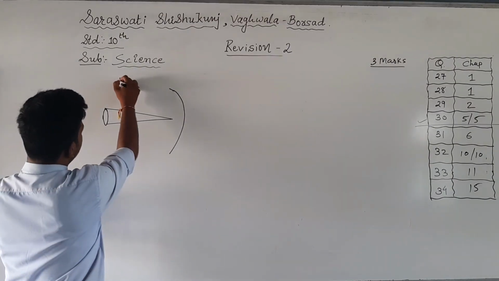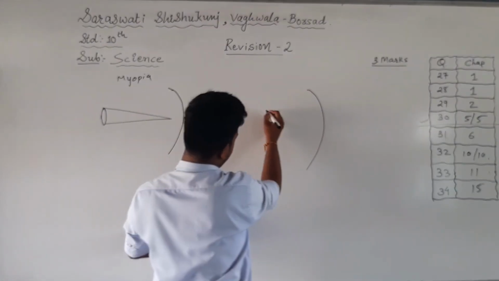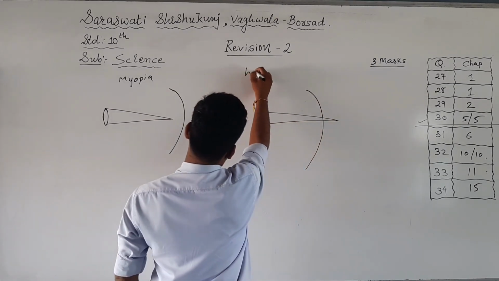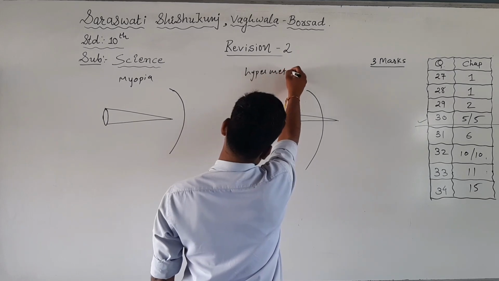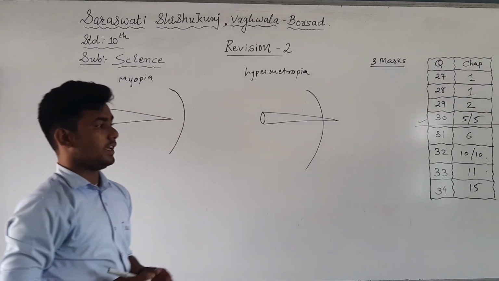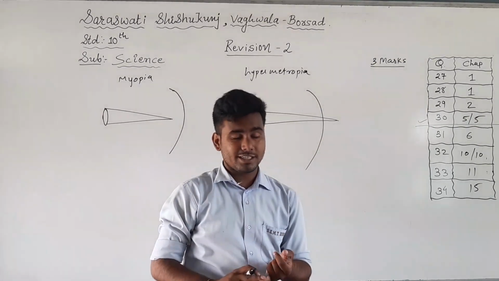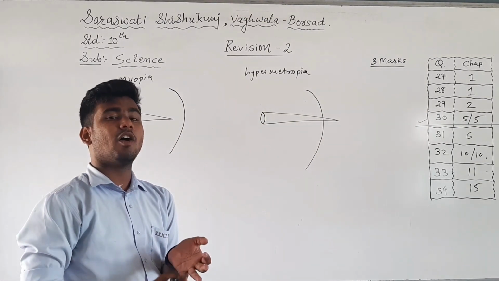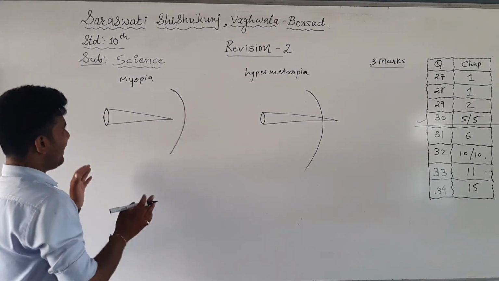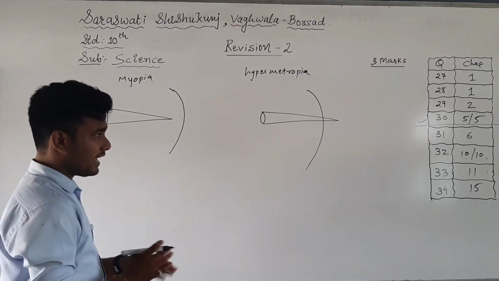So in myopia, and another one also, hypermetropia. Okay, we are talking generally. So what happens in myopia and what happens in hypermetropia, that we have to write. In which case we are able to see the nearer object clearly or the far object clearly, that also we have to mention. We can also mention whether the light rays are converging before the retina or after the retina.